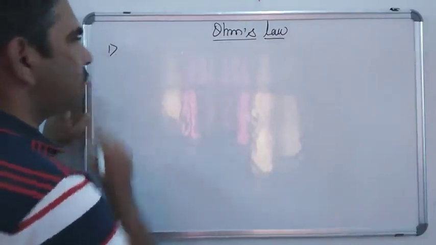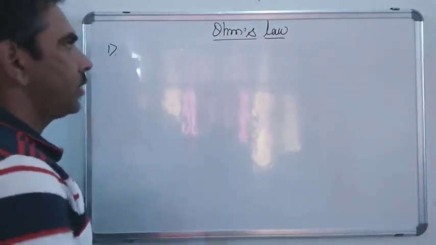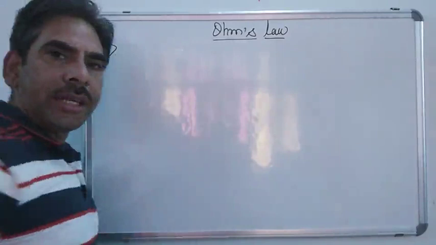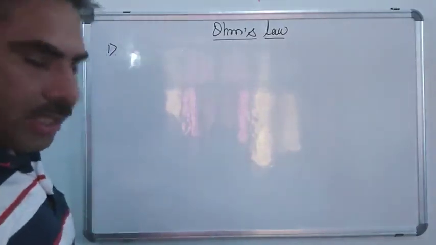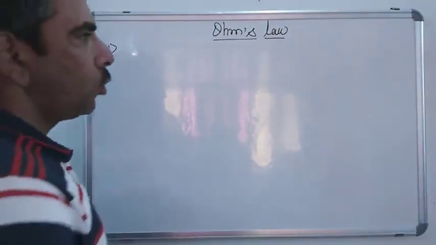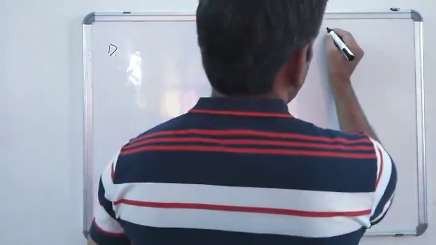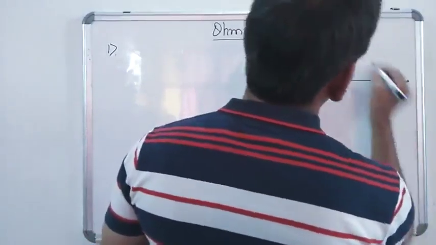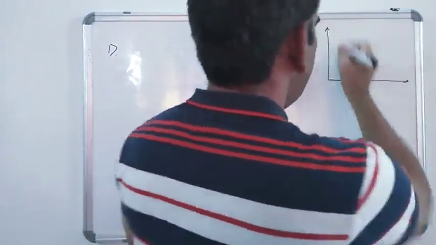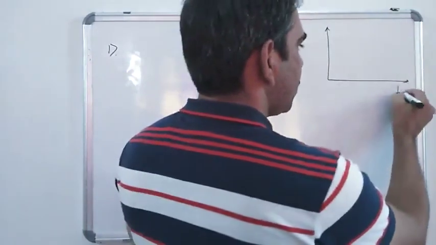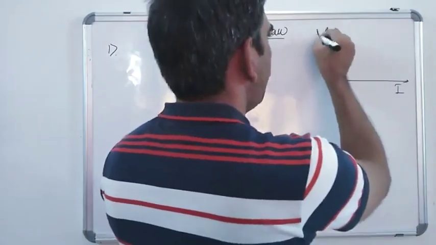So there may be situations where, with a further increase in current, the potential increases sharply, and there is no more proportionality between current and voltage, and this may happen without changing other factors. For example, this is I and this is V.